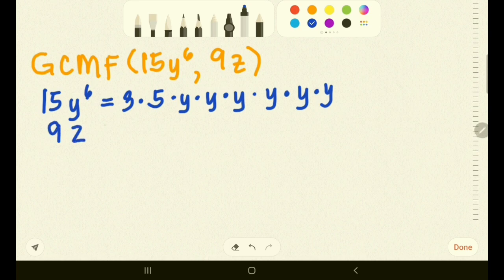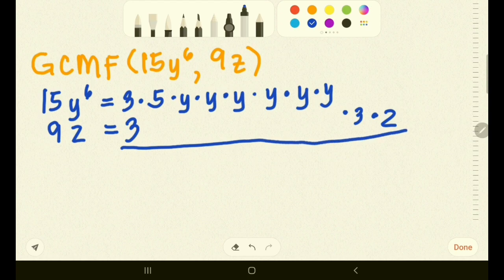How about for 9z? For 9, the prime factors are 3 multiplied by another 3. Since after 3 for 15y to the power of 6 is 5, you will put here 3. And for z, there is no z here since they are y's. So multiply by z. Now, look for their common factor. It's very clear the common factor is only 3. So meaning the GCMF of 15y to the power of 6 and 9z is 3.